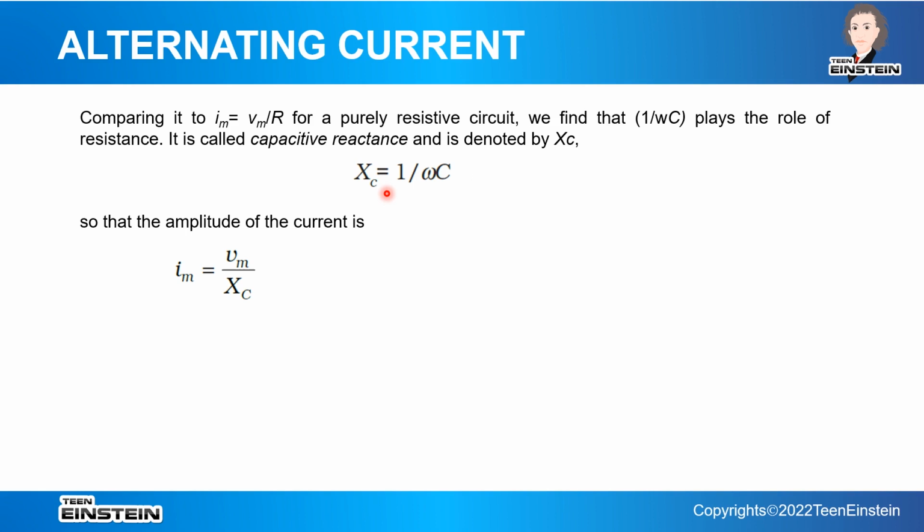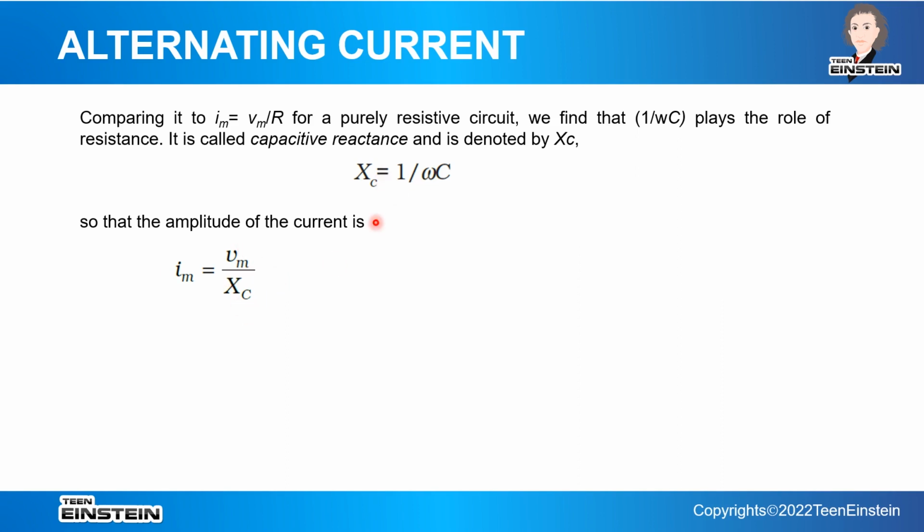It just means that if Vm is your applied voltage's amplitude, and you have a capacitor with a capacitance C in the circuit, and you have a frequency of omega for the applied voltage, then the amplitude of current is going to be Vm by Xc.